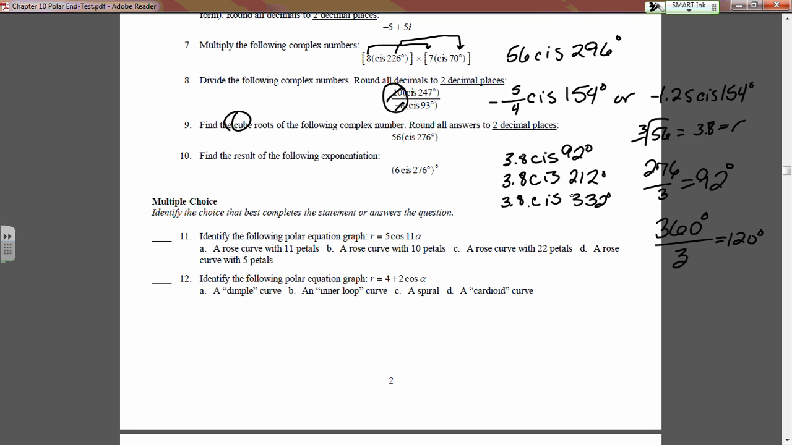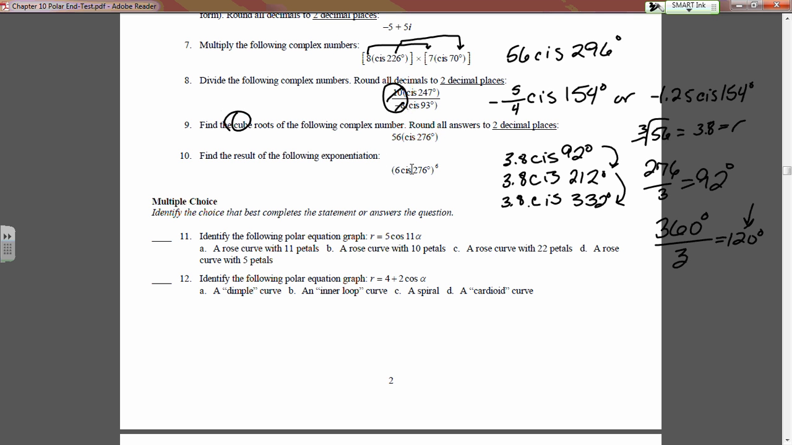All right, so there we go. Remember, 92, you add your offset, which is 120, get 212, add your offset again, you get 332. Okay, you get 332.